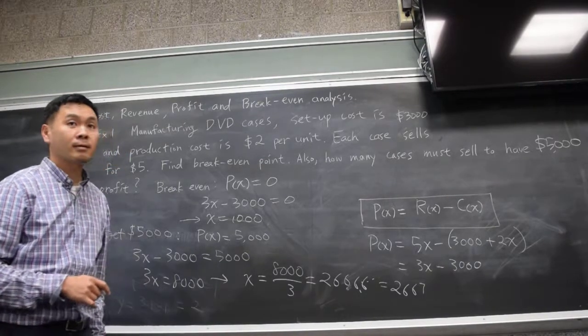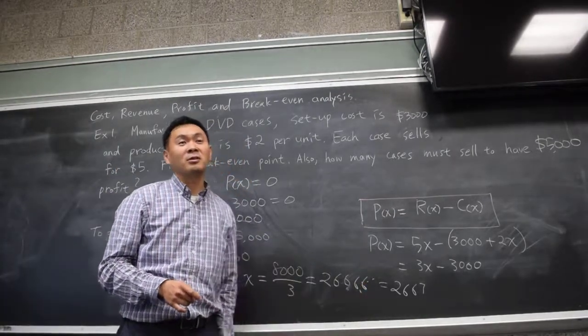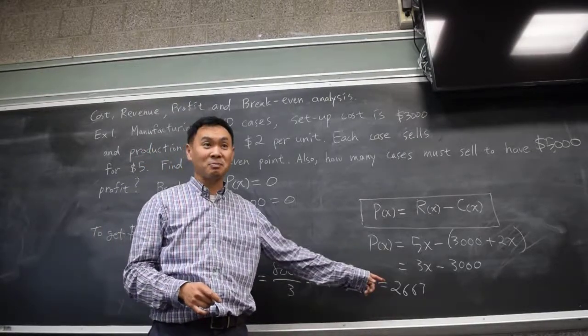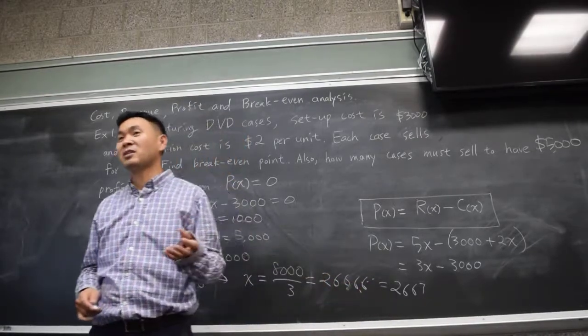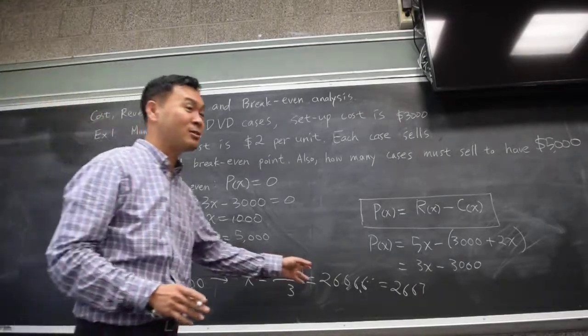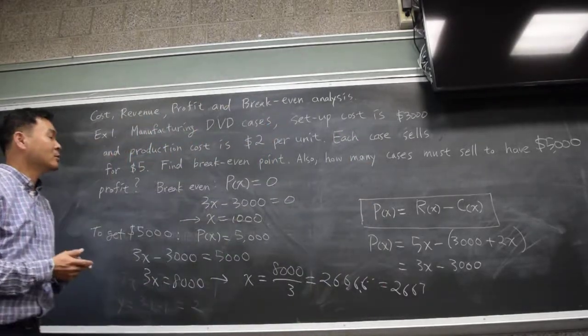Would you just round that up? Yeah, I would. That's why I rounded up. And in this case, you probably want to round it up because you can't make 0.6 DVD cases. Everything has to be in integers for this problem, so I had to round it up.